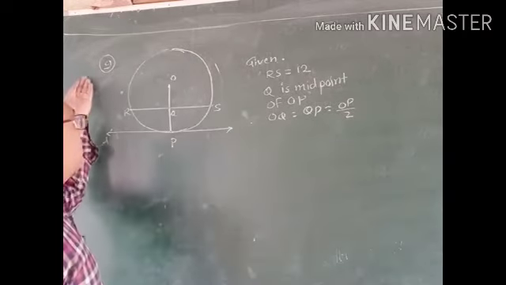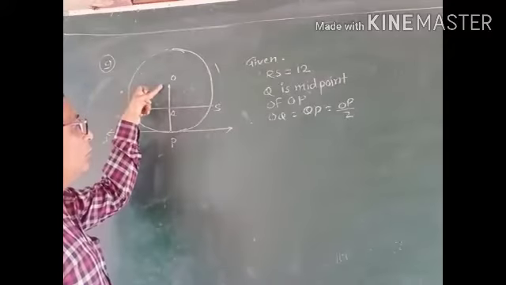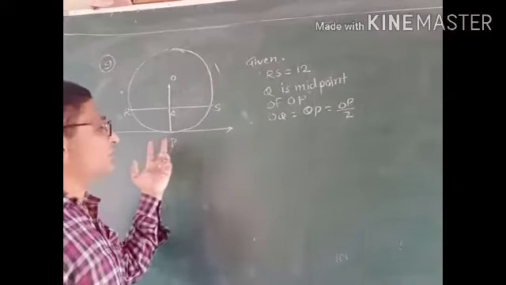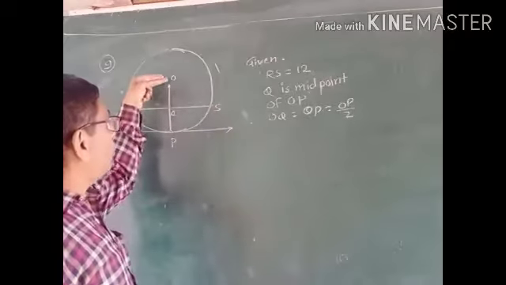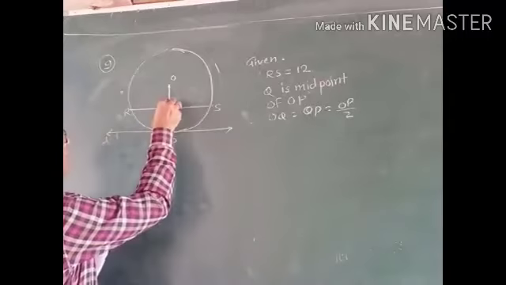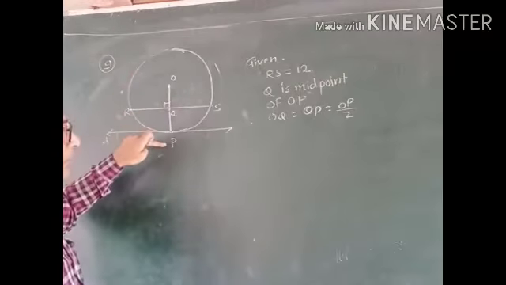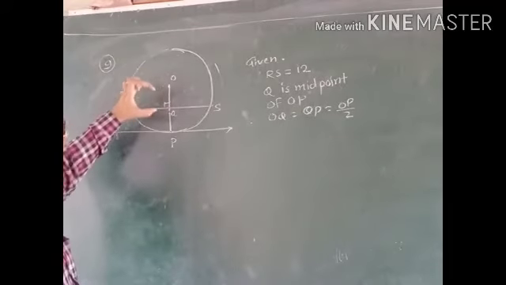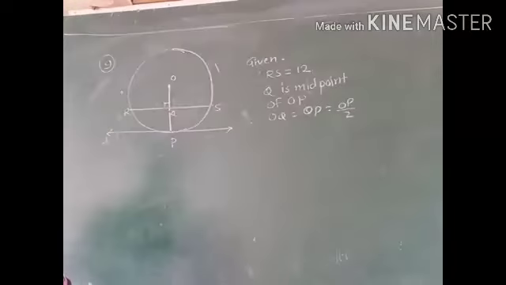Now look at this example. In this example, here is a circle with center O. L is a tangent which touches the circle at point P, RS is a chord, and OP bisects the chord. Therefore, it is perpendicular to this. Now see, Q is the midpoint of OP. Therefore, OQ is equal to QP is equal to OP upon 2.